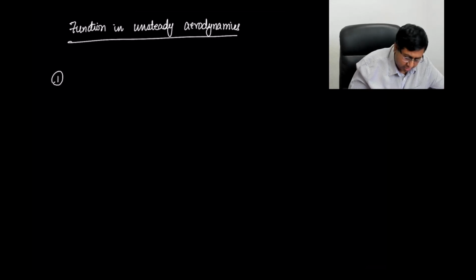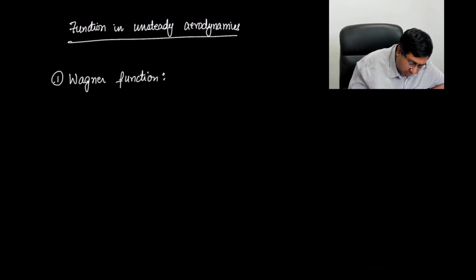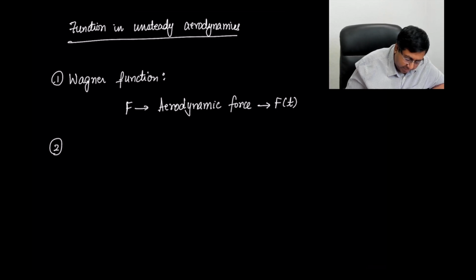So how do we look at these unsteady aerodynamics? Let's think of the functions used in unsteady aerodynamics. The first one is known as the Wagner function. It assumes that the change in the aerodynamic force over a period of time is a function of time. So if we call the aerodynamic force F, then F is a function of time. It's varying with time.